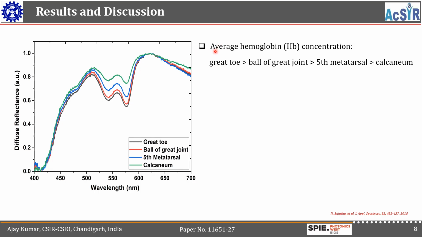Literature reported that the average hemoglobin concentration was found to be highest in great toe, followed by ball of great joint, then fifth metatarsal, then calcaneum. Therefore, attenuation due to hemoglobin absorption follows this trend, and our measured trends are in agreement. A similar trend is observed with other subjects also.